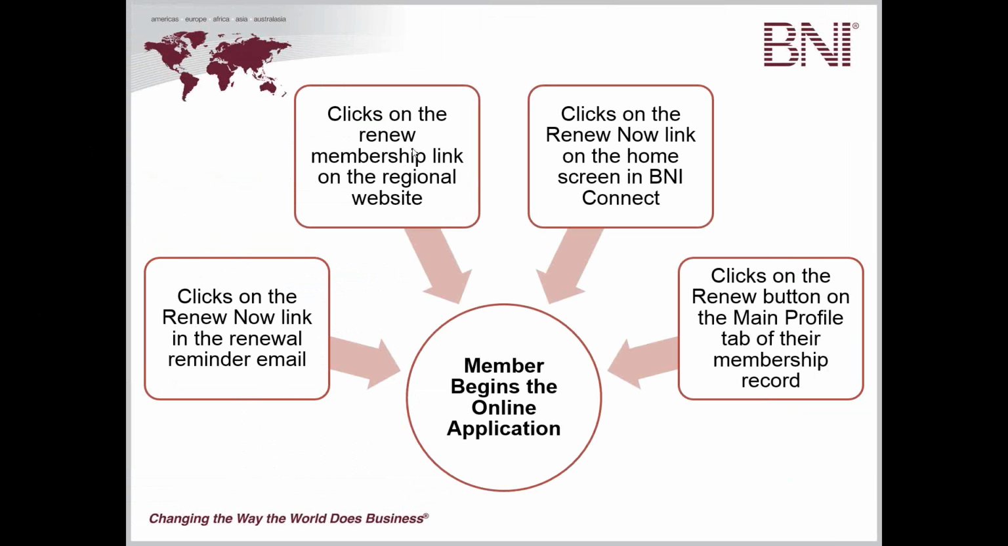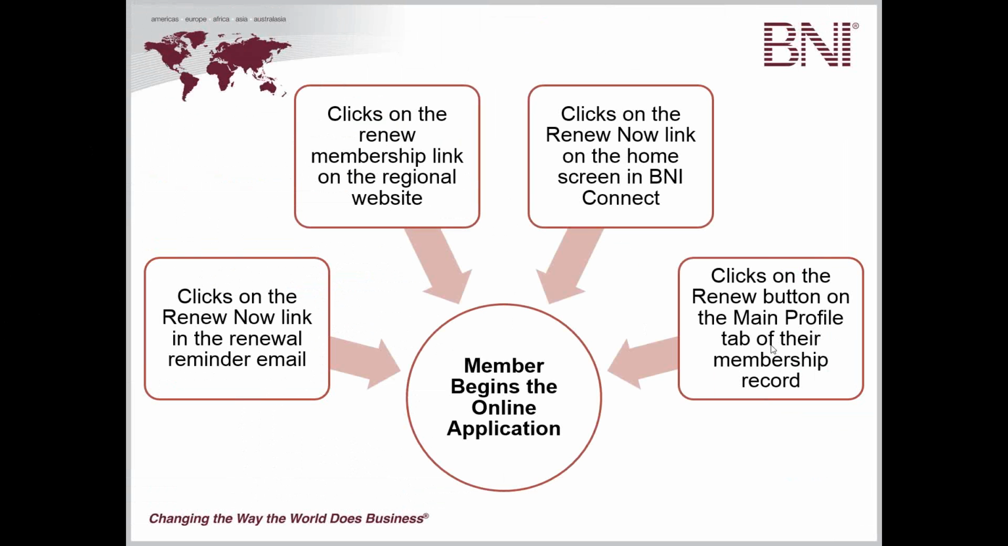The second way is that they can click on the membership link on the regional website. I'm not sure if this has been done yet on BNIArizona.com, but it can be a link on the website that says Renew Now, which will have them log into BNI Connect and start the renewal process there. Now, the third way that they can do this is that there'll be a Renew Now link on the home screen in BNI Connect, and I'll show you that in just a second.